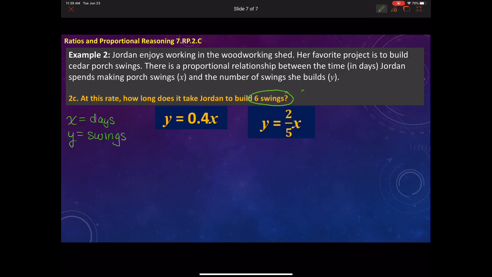So the question here is, where do we put 6, right? Where does that 6 go? Is our 6 a y value or is it an x value? Well, it says 6 swings. It literally says that in the problem, 6 swings, so that's got to be our y. So we're going to put 6 here. And it's going to look more like a typical equation. So 6 equals 0.4x, right? And how do we solve that equation?